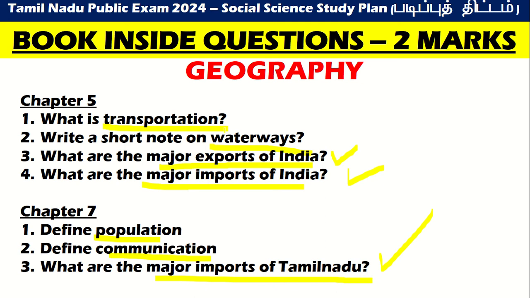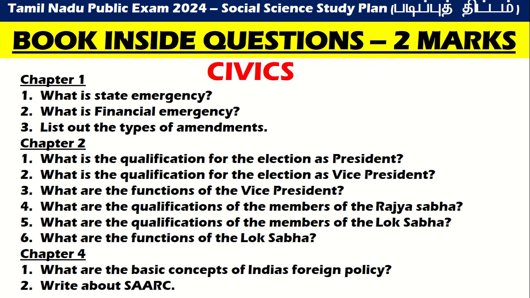Let us go to the next one. Civics, chapter 1. What is state emergency? What is financial emergency? List out the types of amendments. So in civics chapter 1, what is state emergency, what is financial emergency, and types of amendments. These three are considered very important questions. These three questions are mentioned as important in chapter 6 civics. So this is a very important question.